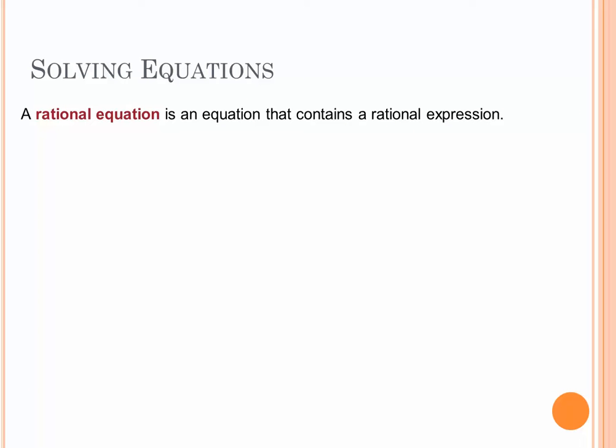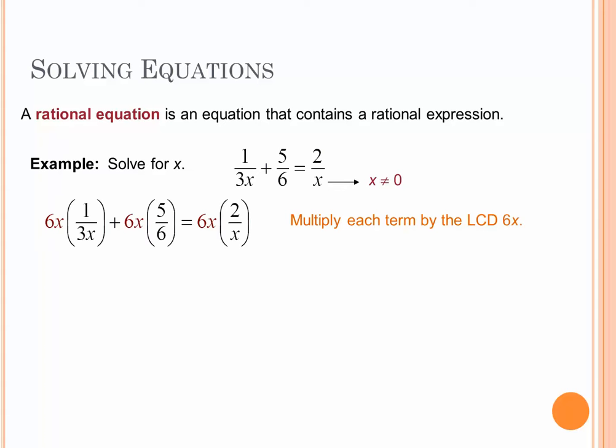A rational equation is an equation that contains a rational expression. In short, it looks like a fraction. 1 divided by 3x plus 5 divided by 6 equals 2 divided by x. Our step 1 is to find our common denominator. And take note that we're not allowed to plug 0 in for x. Our common denominator between the 3x, the 6, and the x will be 6x.